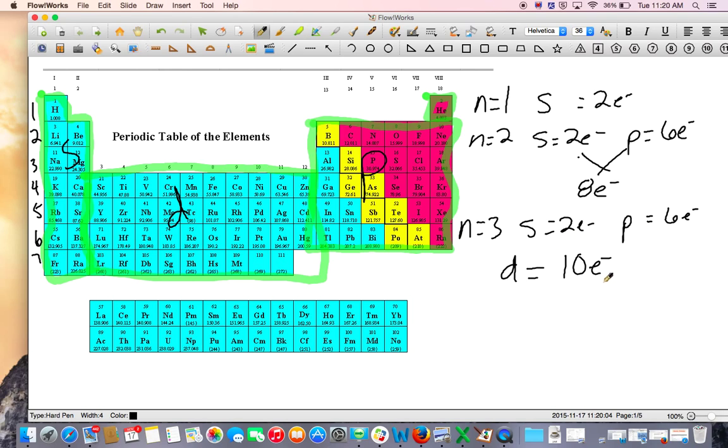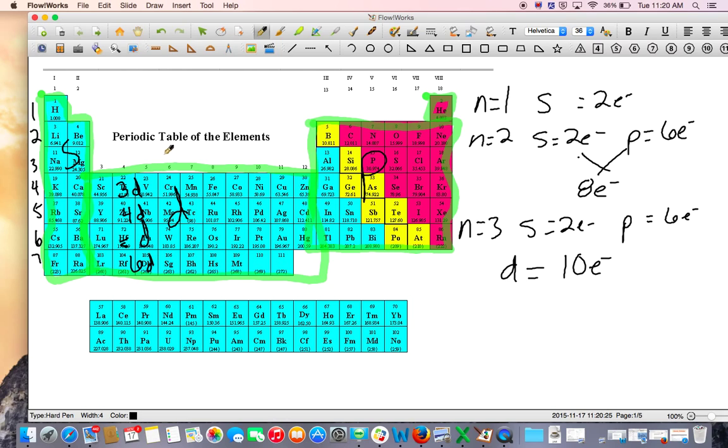All right, here's the issue though. Notice that in the third energy level, the d group's not there. It doesn't start until down here. We know this has to be 3d because we just said that. That makes this 4d, 5d, and 6d. Here's what happens.